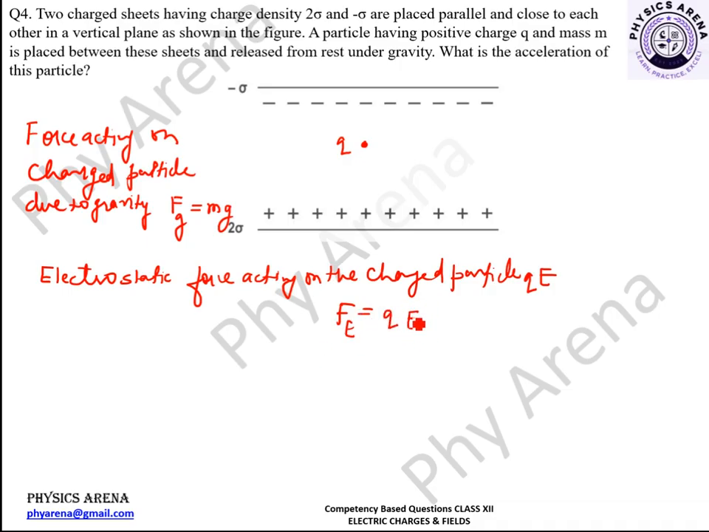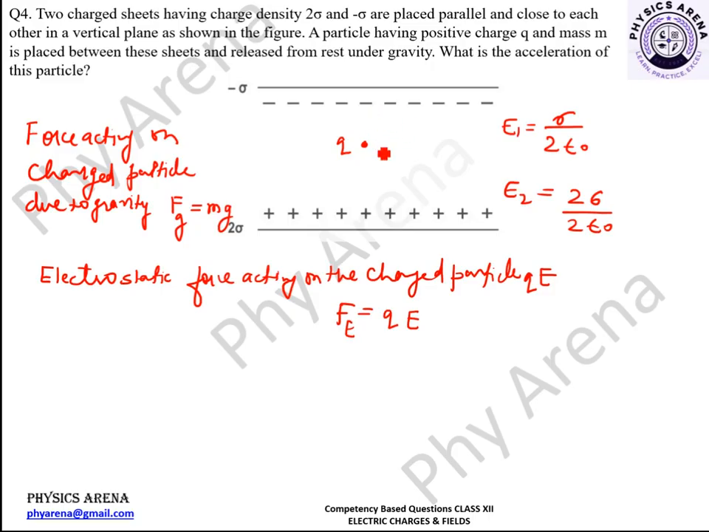Now we need to find the value of the electric field at this point. And we know that due to a charge sheet, the electric field is independent of the distance from the sheet. So it can be calculated as sigma upon 2 epsilon naught, which is the value of electric field due to this negatively charged sheet. And due to this positively charged sheet, the electric field, E2, can be written as 2 sigma upon 2 epsilon naught.